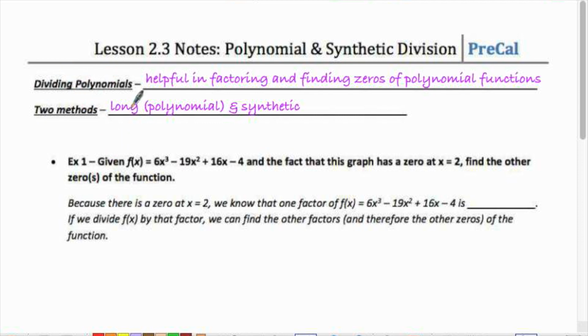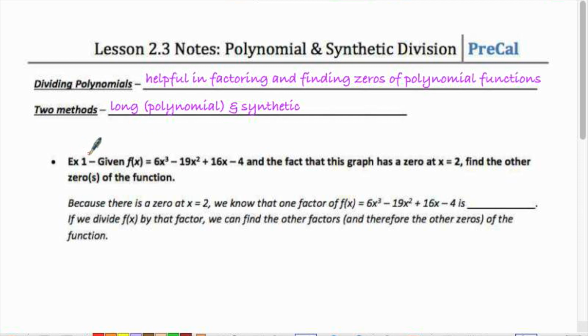So that's the whole reason why we're dividing up polynomials. We will cover two methods, which would be the long or polynomial division, and then also synthetic division. So both have their strengths and weaknesses. You can't always use synthetic division. You can always use long division, but it is a little bit longer. So there's a reason why you would need to know both.